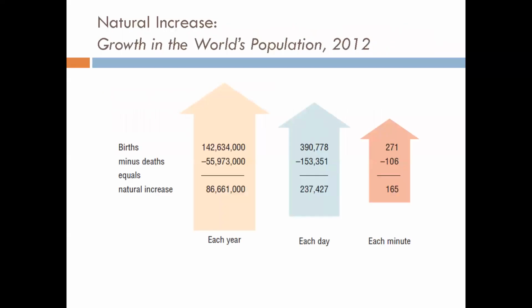Okay, you see here some graphics about the natural increase of birth and death, and it is called natural increase of population. For example, 2012, it is growth in the world's population. It is the meaning of natural increase. Birth minus death equals natural increase. Each year, each day, each time, each minute.